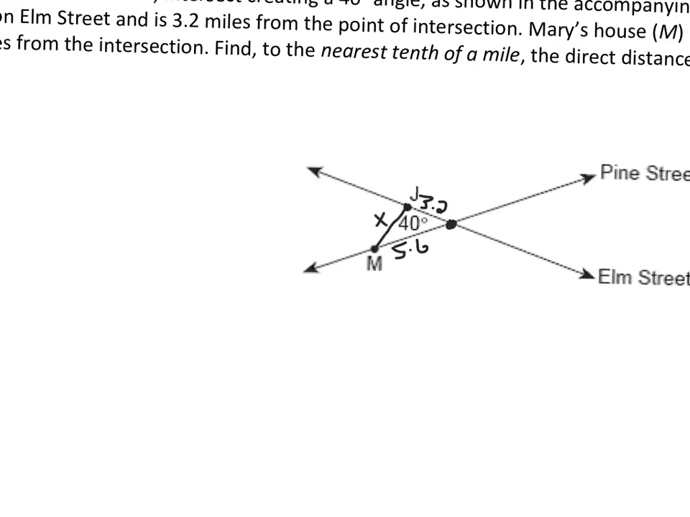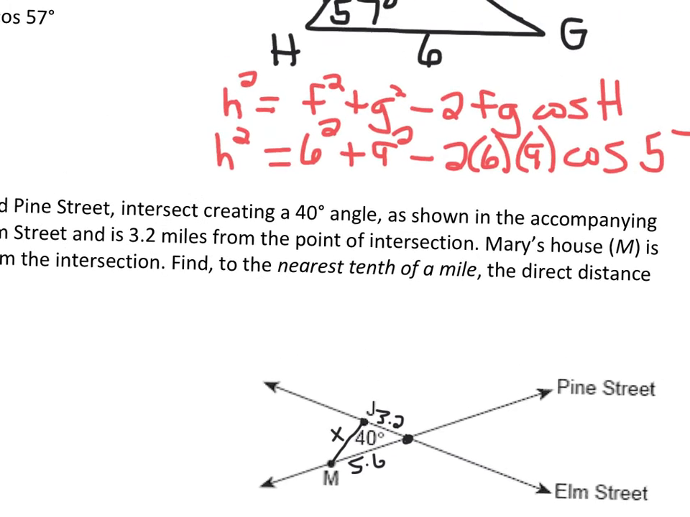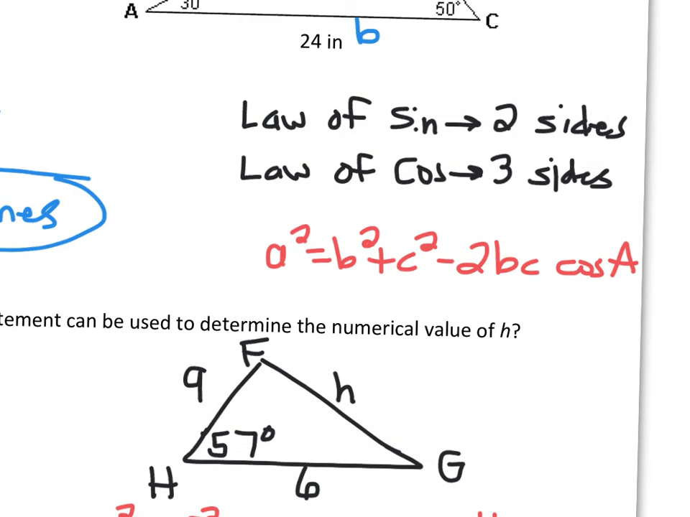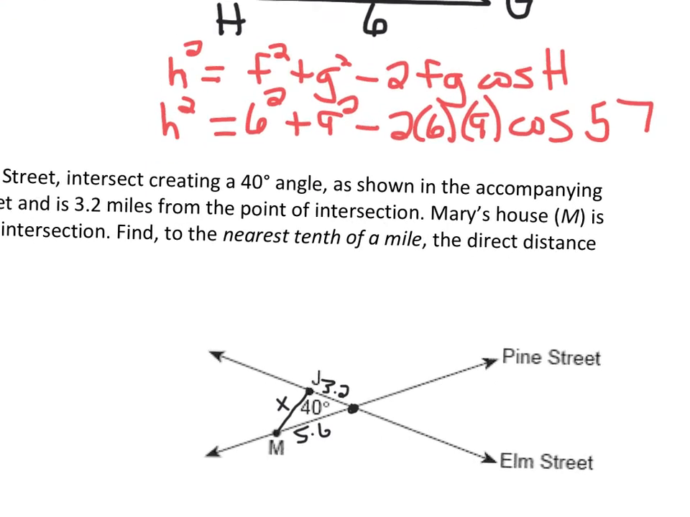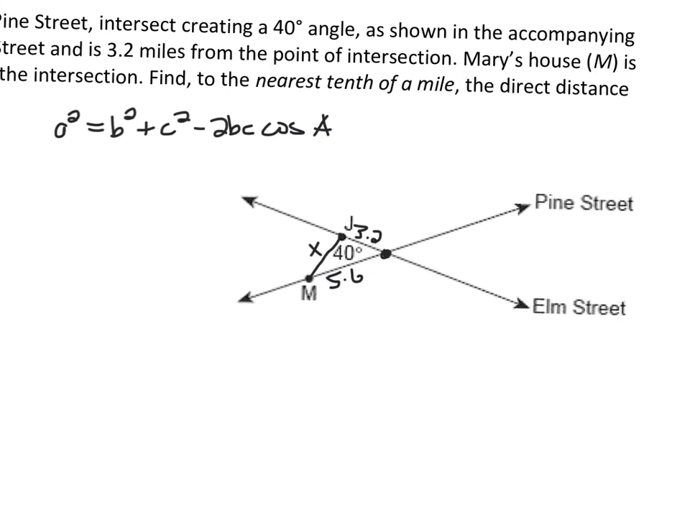If you recall, if we're looking at a triangle and we're working with three sides, that's when we use the law of cosines. So we're using the law of cosines again. Here's our law of cosines. Since we're solving for X, I'm going to put that in place of A. You could leave it as an A if you want, it really doesn't matter.